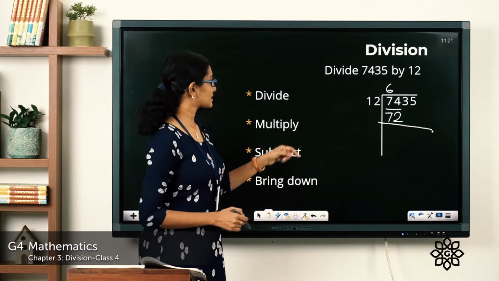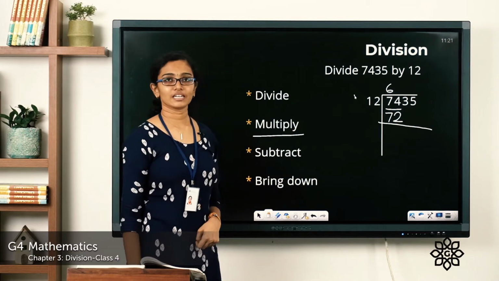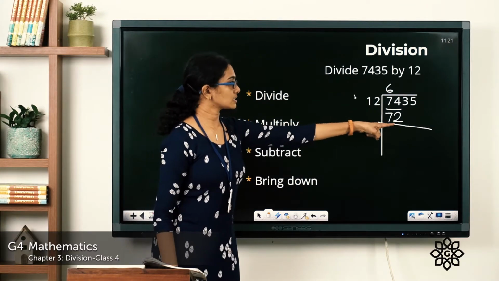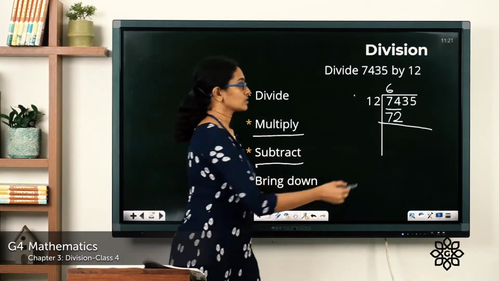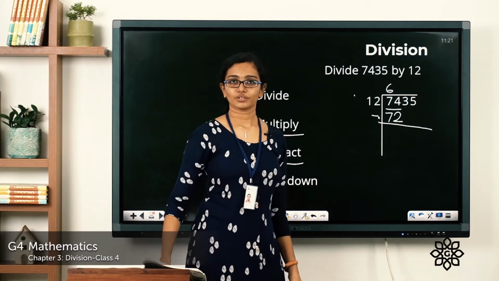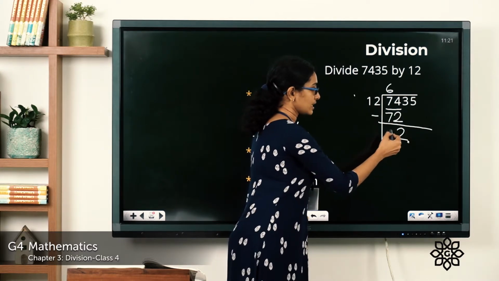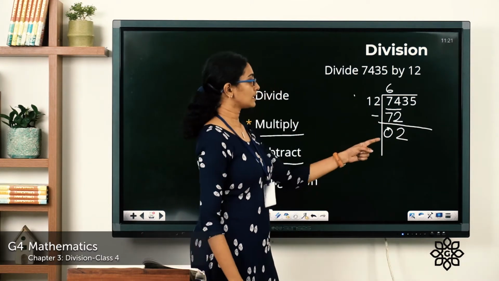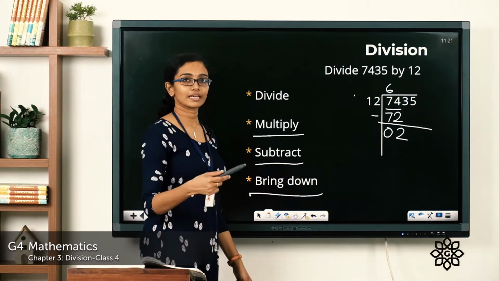Now, what is the next step? We have to multiply the quotient and the divisor. So, what is 12 into 6? It is 72, and the next step is subtracting. So, subtracting 74 and 72 gives you what? 4 minus 2, it is 2. 7 minus 7, it is 0. Now, we have subtracted the numbers. The next step is to bring down the next digit.